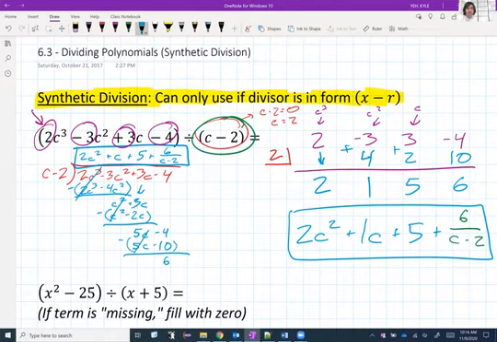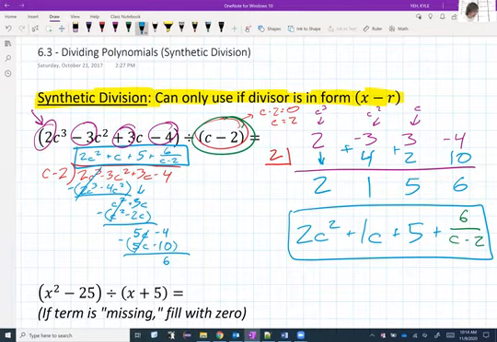So just a quick recap. Top row, the coefficients that we see in descending order. That's really important. In the box to the left, just whatever would make our divisor equal 0. And then we bring the first number down, and from that point on, anything on the bottom row gets multiplied by the box, and the result is put above the line. And then anytime we have two numbers on top of each other, we add straight down to get another number below the line.